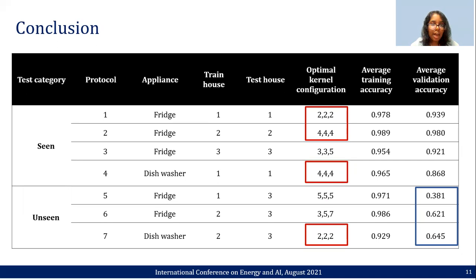Further analyzing the unseen test protocols, the reduction in the average validation accuracy in comparison to the seen test category, which results in accuracies of approximately 90%, was due to variations in the energy signals of different houses. Additionally, it was evident that houses 2 and 3 contain a similar trend in energy signatures in comparison to houses 1 and 3, which results in a much higher average validation accuracy of approximately 60% for protocols 6 and 7, when compared to protocol 5, which results in an average validation accuracy of only 38%.